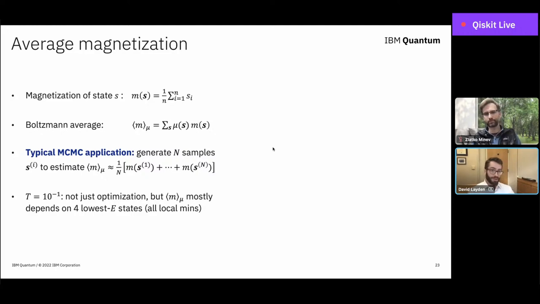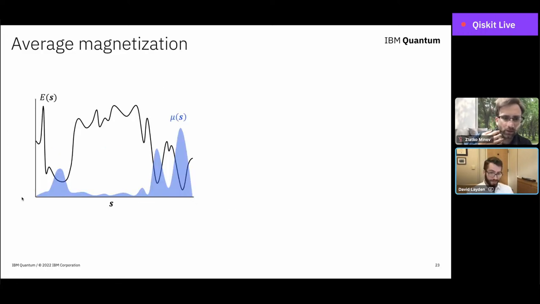Now, we did this for an intermediate temperature. For this particular energy landscape that we're working with, we picked the temperature of 10 to the minus 1. I'd like to emphasize that this has nothing at all to do with the temperature of our physical superconducting device. This is just a parameter in the problem that can be picked arbitrarily. In particular, we picked this so that it's not just optimization. The Boltzmann distribution is not just peaked on the ground state, but rather it has substantial probability on the four lowest energy states that are all quite far apart from one another. In other words, at this temperature, the Boltzmann distribution looks very much like this blue distribution that I've been showing throughout here. It's got substantial weight at a number of far apart places.